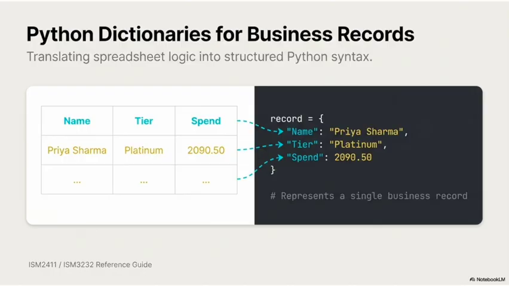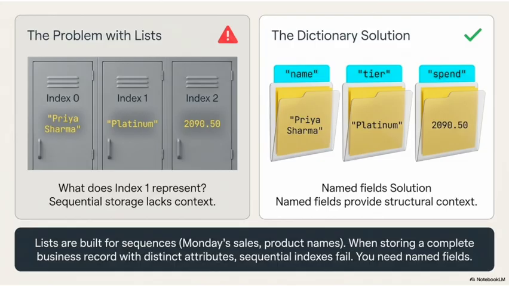By the end of this module, you'll be able to build a dictionary from a spreadsheet row, read and update individual fields, iterate over lists of dictionaries, and filter records by their field values, and complete the toolkit for business data manipulation. This slide makes a case for dictionaries by showing exactly where lists break down for structured data.